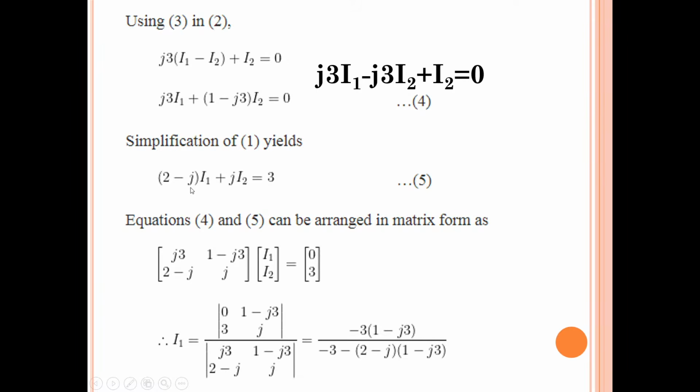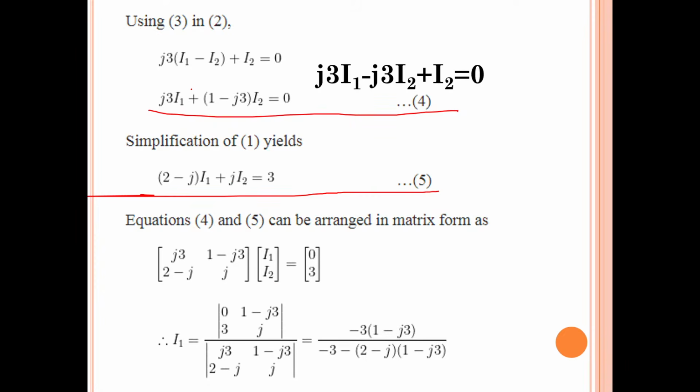After simplification, simply whatever multiplications you have to do, plus or minus, if any term is adding up, you just add it, or if any term is subtracting, you just subtract it. You will get equation number 5. Now, consider equation 4 and 5. You can write equation 4 and equation 5 in matrix form.